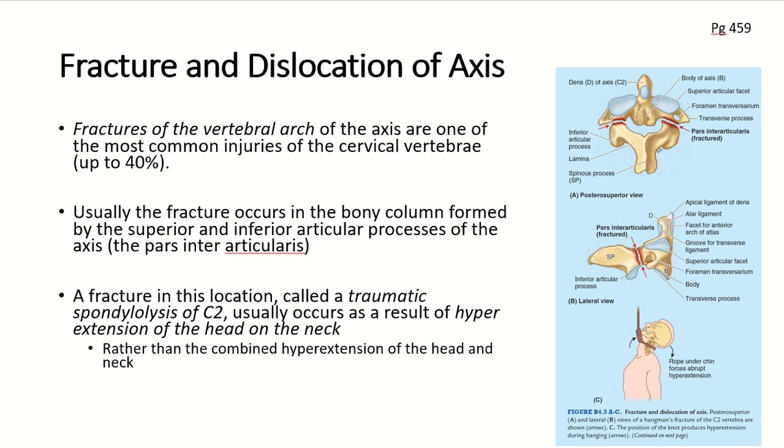So in this picture here, I'm showing you that the pars interarticularis is fractured, so it's separating the posterior part of C2 from the anterior part. We can also fracture here, in between the spinous processes in this area. That is quite common. And if you hang yourself, for example, the rope under the chin forces an abrupt hyperextension. This is when your spinous process is going to touch onto the next vertebra and can actually rupture.